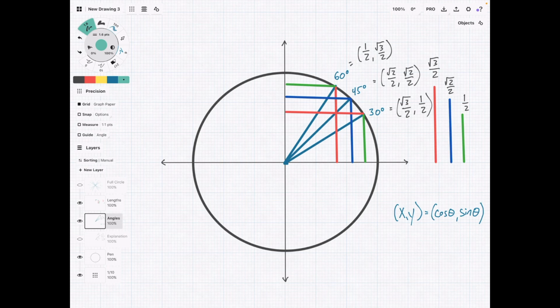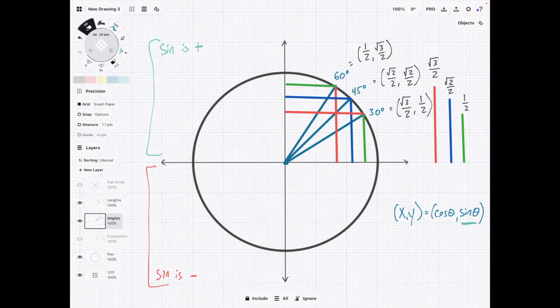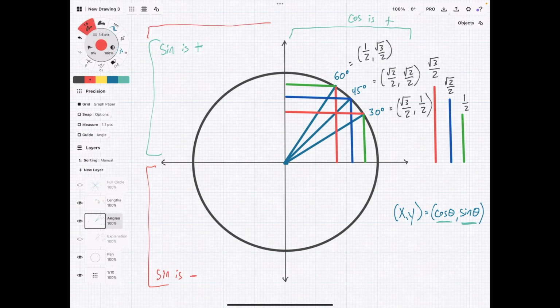because sine is the y value, sine is going to be positive in these two quadrants. So sine is positive. And in these two quadrants, sine is negative. Similarly, because cosine is the x value, cosine is going to be positive over here. Cos is positive. And it is going to be negative over here.